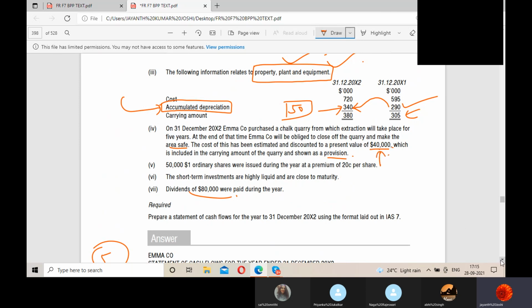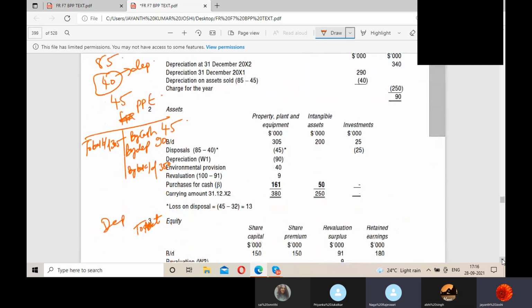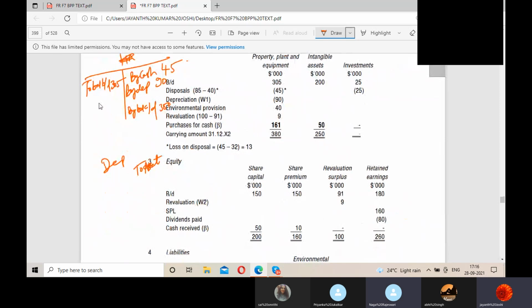So the entry is like: asset account to cash, purchase. Asset to cash, correct? Yes, sir. Asset account, can I write to cash? Yes, sir, to cash, purchase. So that is like 40, correct? Yes.